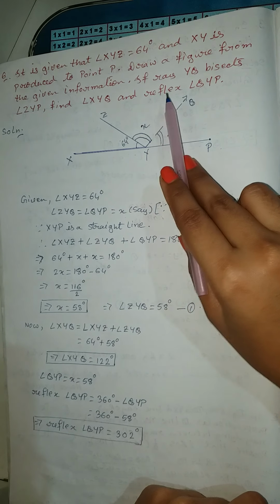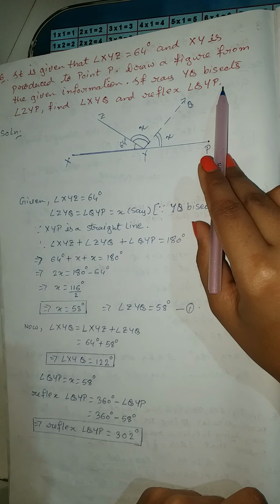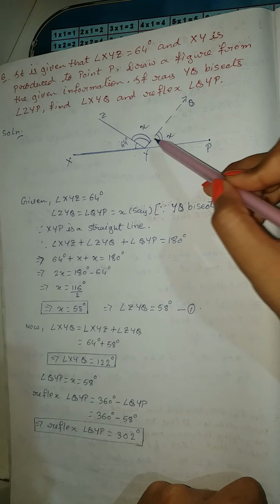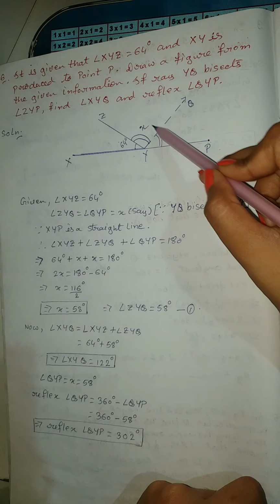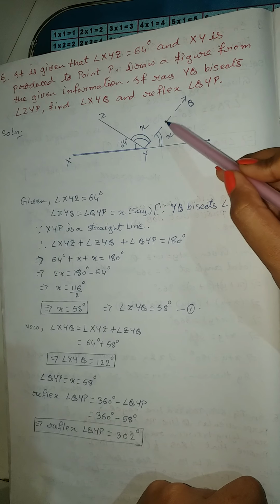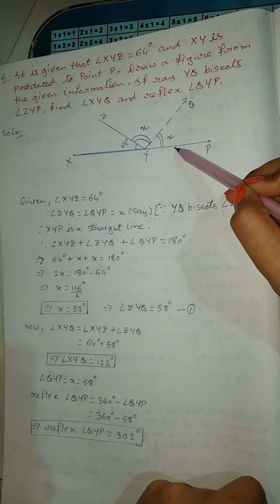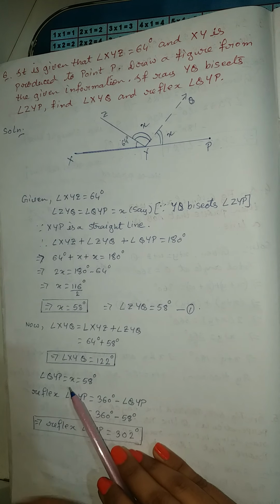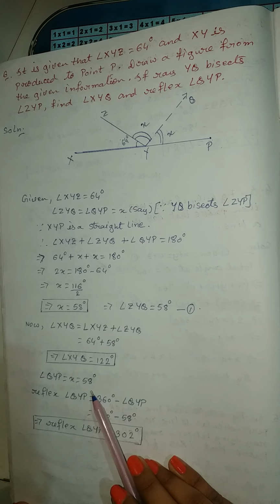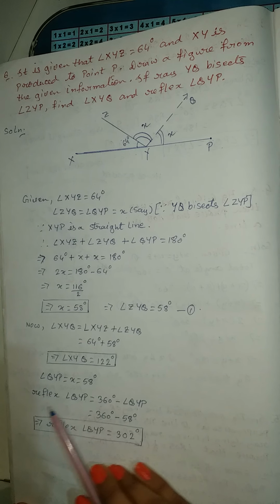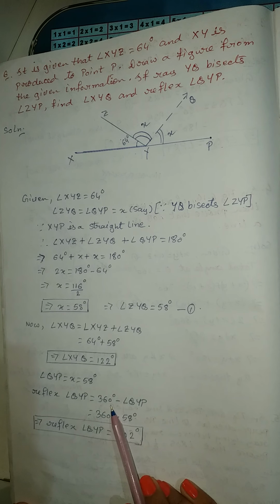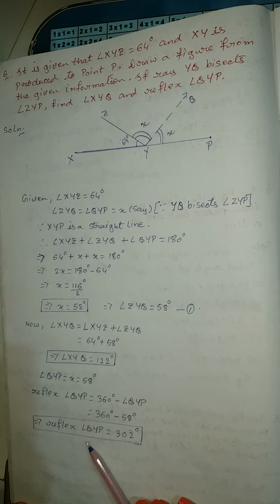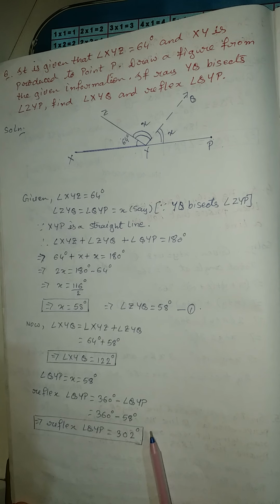Now it's the turn for reflex angle QYP. Where is reflex angle QYP? If this is QYP, that means the remaining part will be reflex angle QYP, right? So we already have the value of QYP, because it is equals to X. X is 58 degrees, therefore angle QYP is also equal to 58 degrees. Now reflex QYP is equals to 360 minus QYP, right? So put the value, and therefore reflex QYP is equals to 302 degrees.